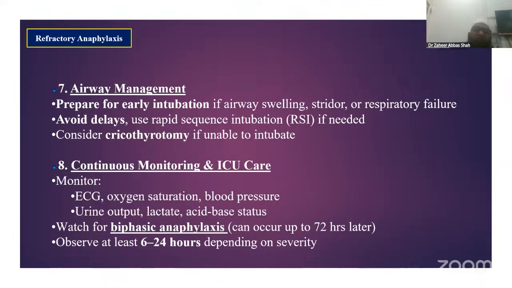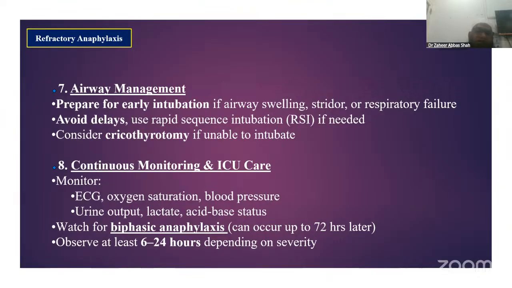Now, first and foremost thing is airway management, which I have seen, but prepare the patient for early intubation, because once the laryngeal edema sets in, it will be very difficult to intubate the patient, and stridor and respiratory failure will be there. So delay should be avoided, and rapid sequence intubation should be attempted at the earliest. We can consider cricothyrotomy as well.